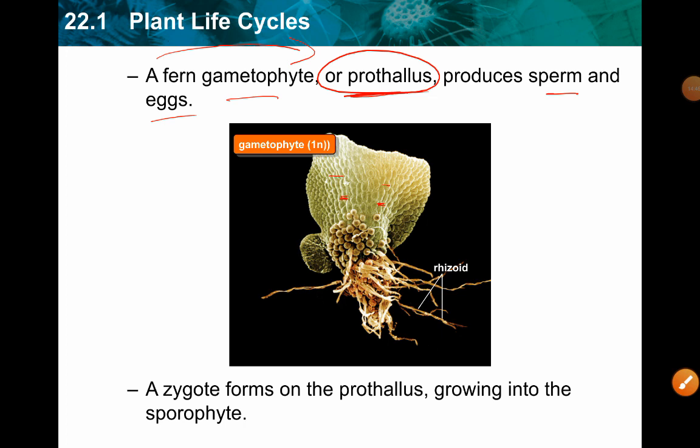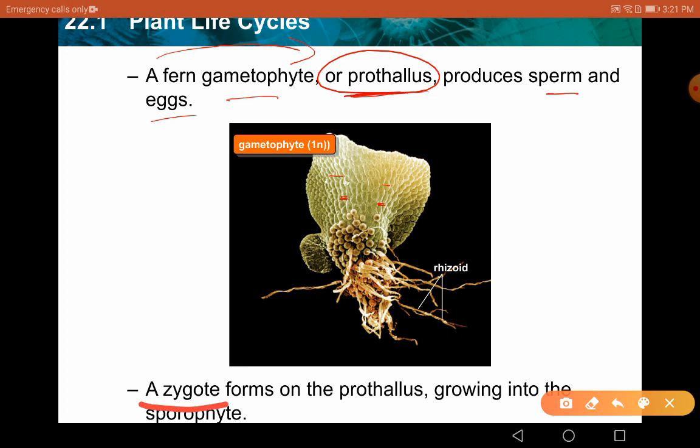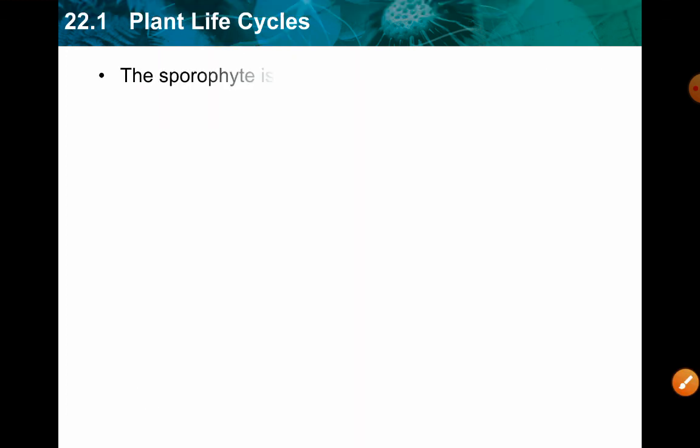As I told you, the prothallus has two structures that are responsible for producing male and female gametes. After production of them, there will be fertilization between them, producing a structure called the zygote. The zygote forms on the prothallus, growing into the sporophyte. So the zygote is the beginning of the formation of the sporophyte.